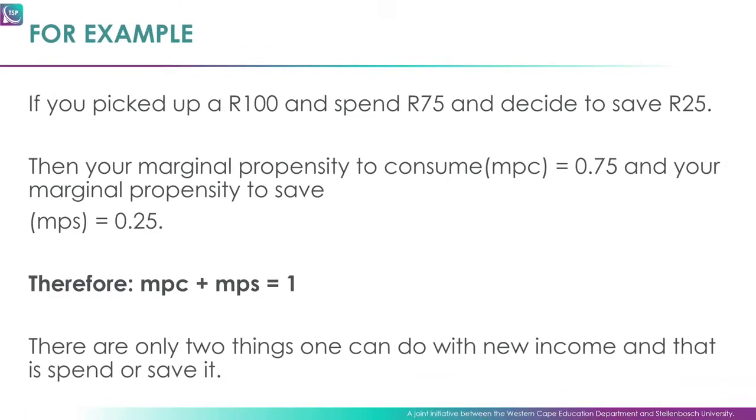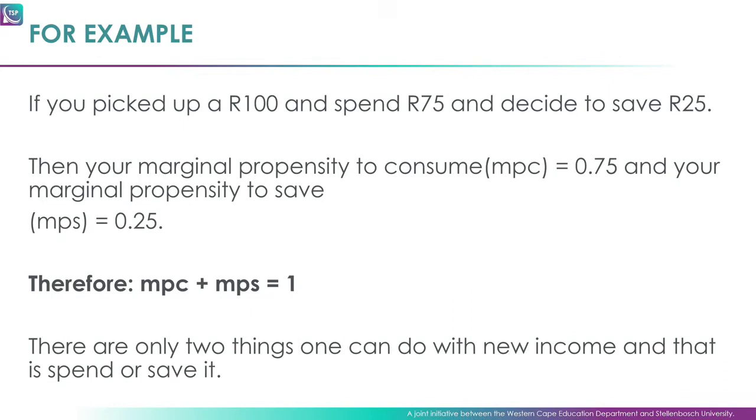Do you understand? It has multiplied. Here's another example. If you picked up 100 rand and spent 75 rand and decided to save 25 rand, then your marginal propensity to consume, which is also known as the MPC, and I can't stress this enough, this MPC is in small letters, because this stands for marginal propensity to consume, whereas the capital letter MPC is the Monetary Policy Committee. So don't confuse the two MPCs.